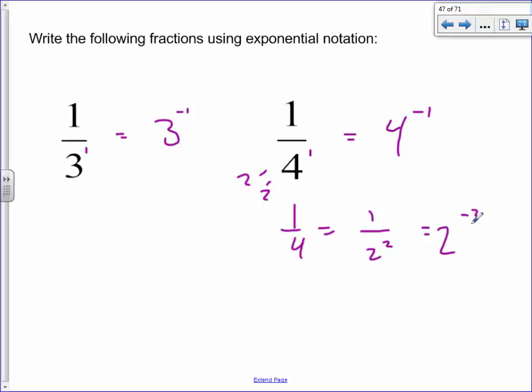Has anybody seen this before? Or is this the new thing today? I was pretty sure this was going to be the new part. Okay, so let's do some work on this one.